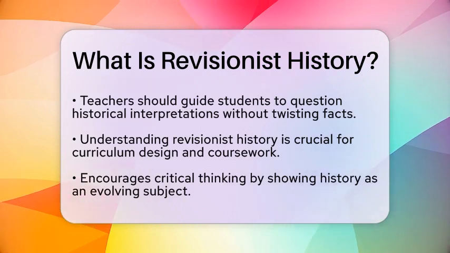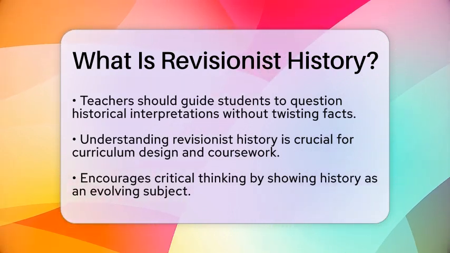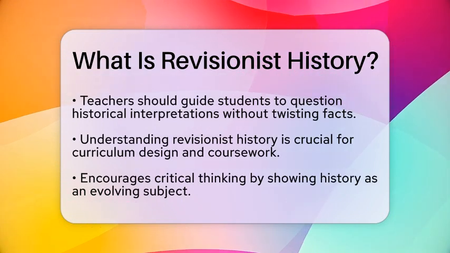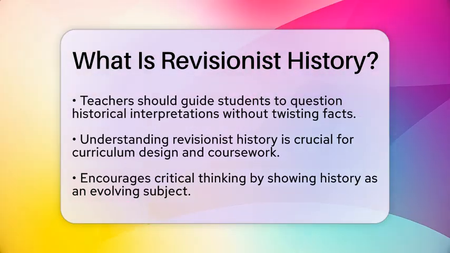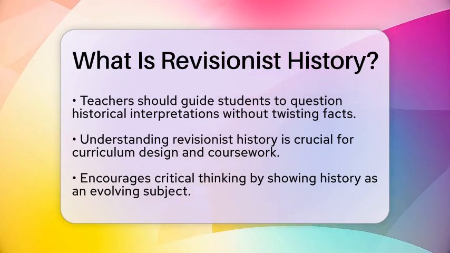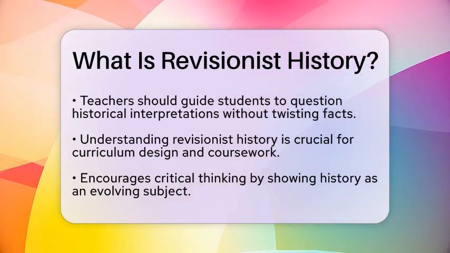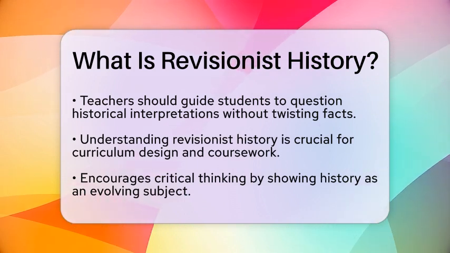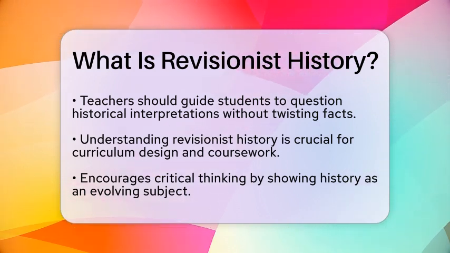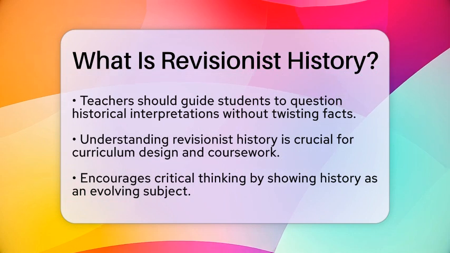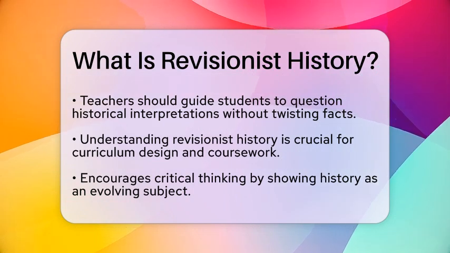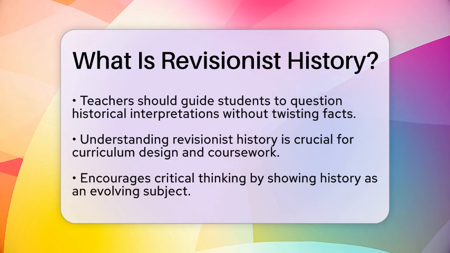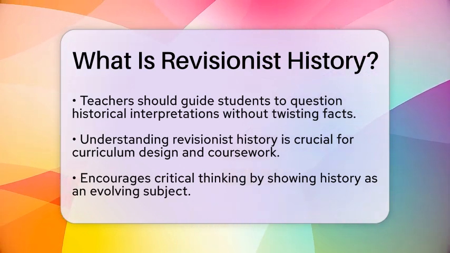Understanding revisionist history is important for teachers when designing curriculum and coursework. It encourages critical thinking by showing students that history is not just a fixed set of facts but a subject that evolves with new evidence and perspectives. Teachers can use examples of revisionist history to illustrate how interpretations change over time. For example, views on civil rights movements or the causes of major conflicts have shifted significantly.